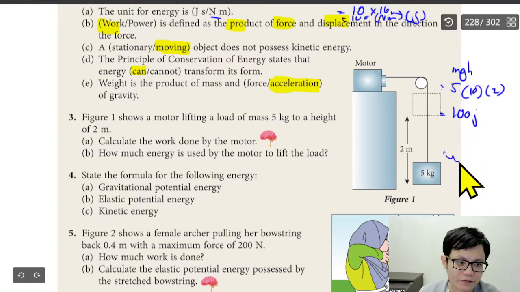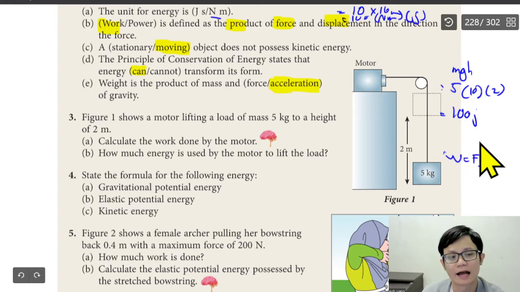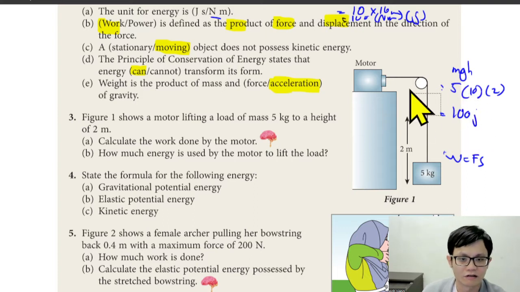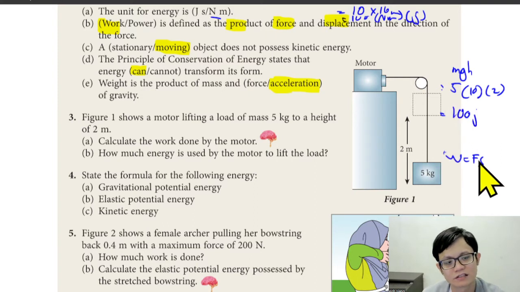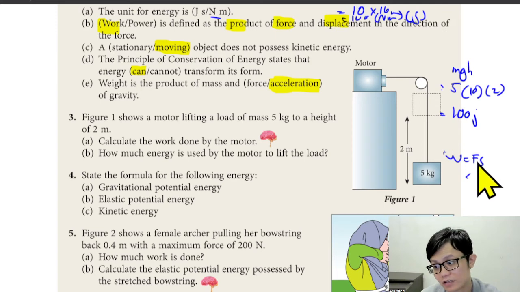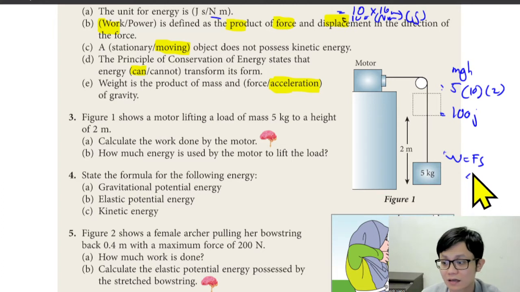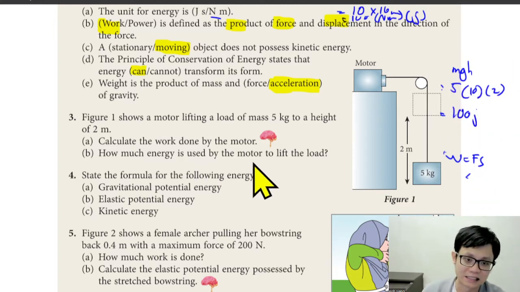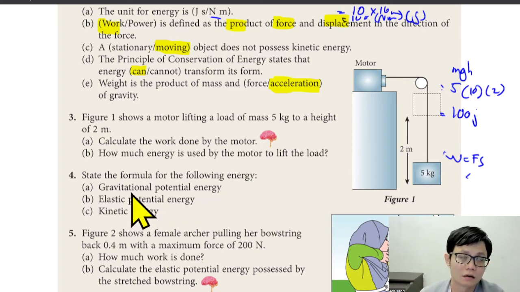Or you can use W equals Fs. But I prefer to use mgh because it's talking about gravity, so I think it's easier. If you want to use W equals Fs, eventually the force is mass times acceleration, times 2. It's up to you. I prefer mgh, I think it's easier, and you will still get the correct answer and the correct formula.